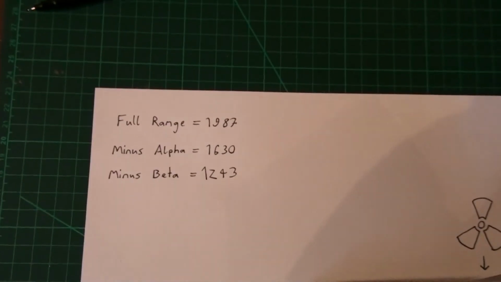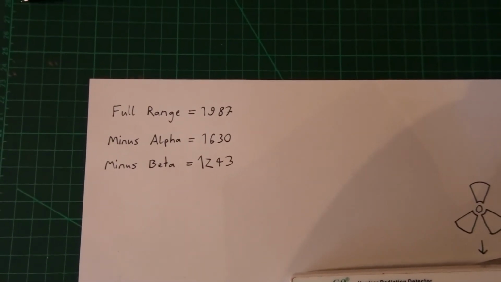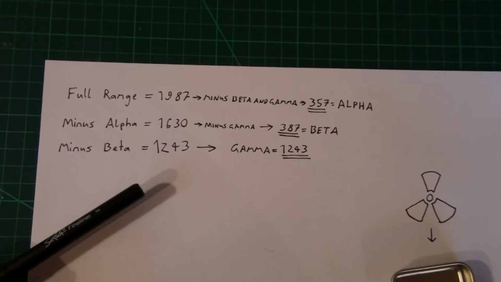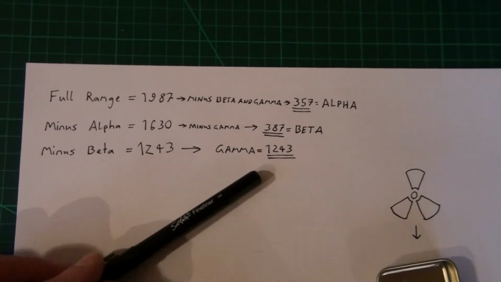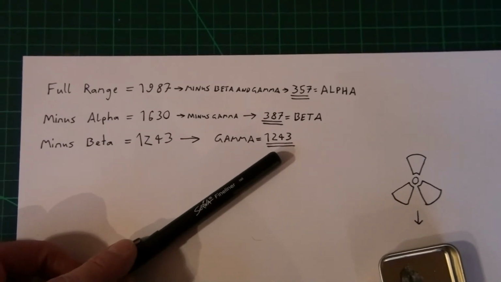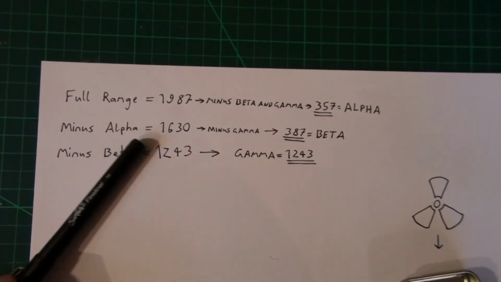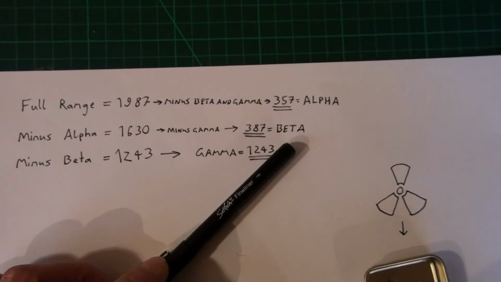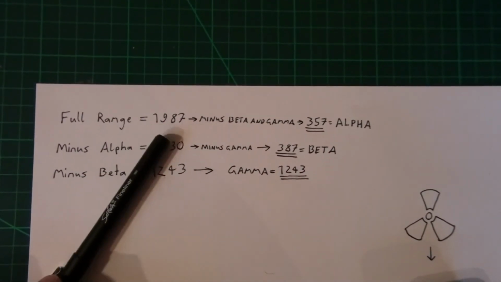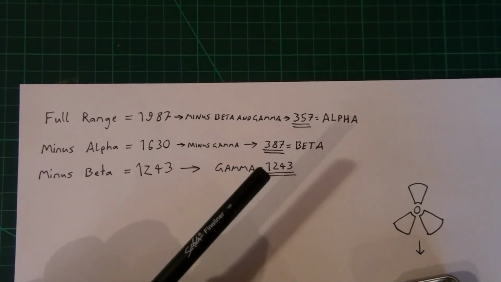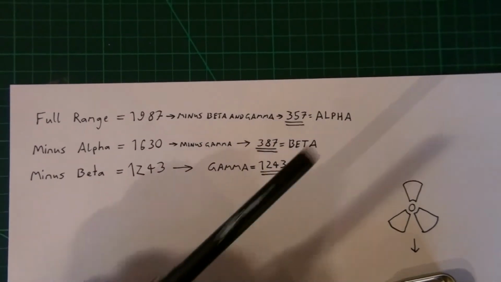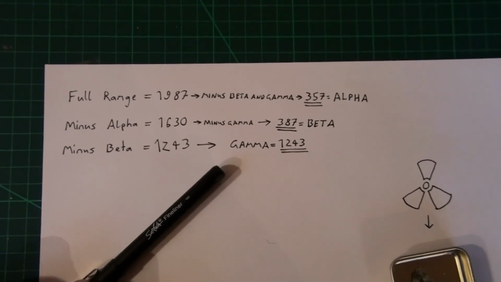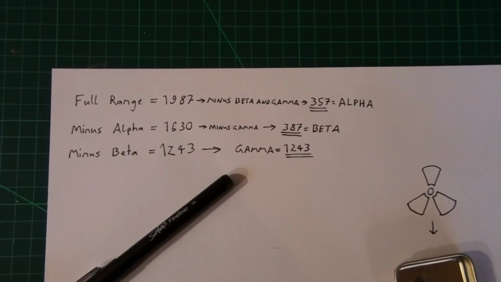And now we'll just do a simple calculation and we'll find out how much is alpha, how much is beta, and how much is gamma. So basically, you just do a simple subtraction. The last number we got, we don't even have to calculate anything, that's just gamma, 1,243. Then up here, we take the count we got with the paper, minus the gamma, we get 387, which would be beta. And of course, for the full range, the first result we have, we just subtract beta and gamma, and we get 357, which would be alpha. This is not really precise or fully scientifically correct, but it's an easy way to kind of determine what kind of radiation you get.